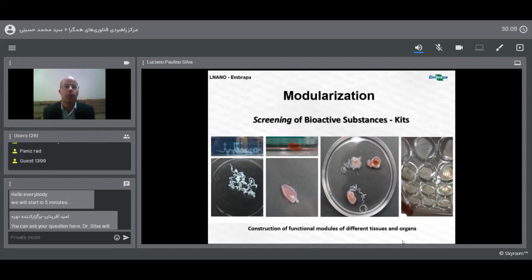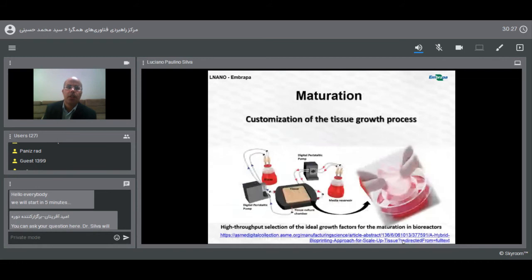In this way, we have performed the screening of bioactive substances and also developed several types of kits. And in this way, we have constructed some functional models of different tissues and organs. Related to the maturation process, we have customized the tissue growth process, particularly related to a high throughput selection of ideal growth factors for the maturation in bioreactors.